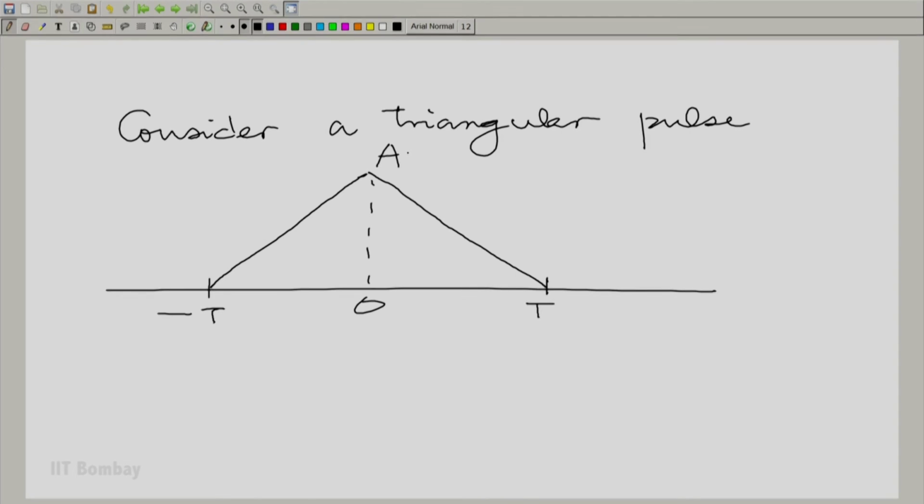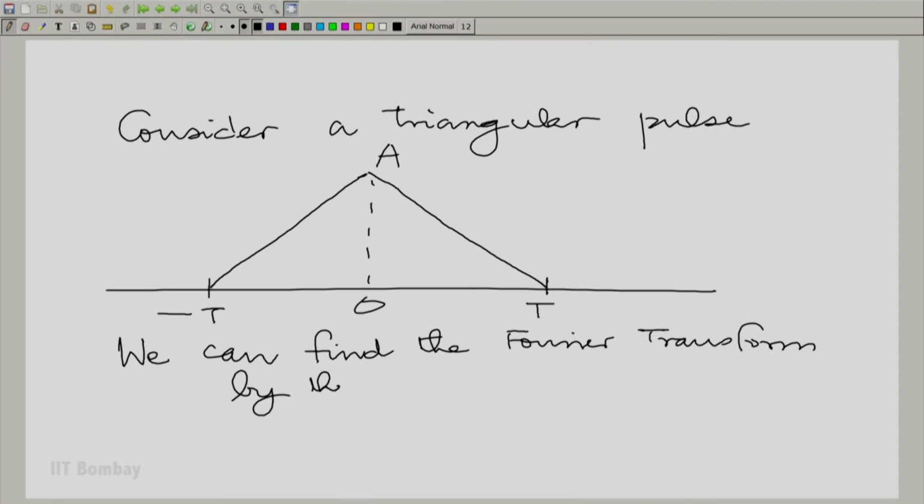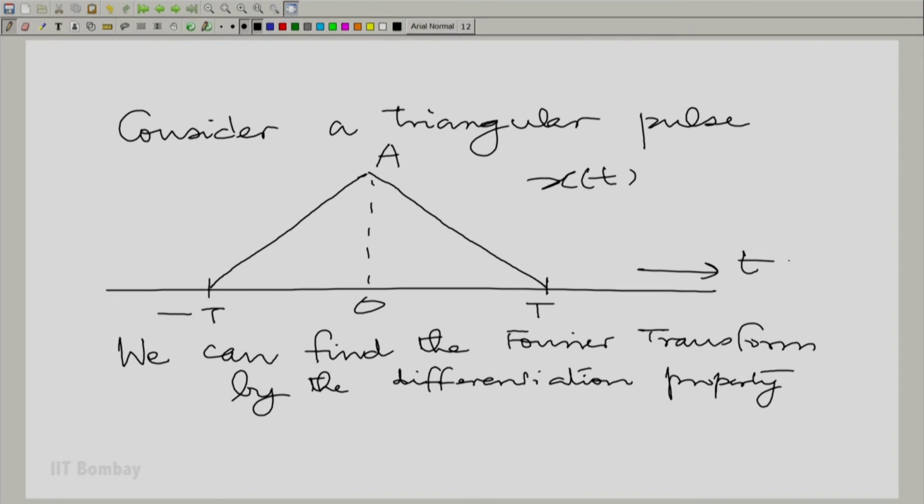Now, there are two ways in which we can find the Fourier transform. We can find the Fourier transform by the differentiation property. So, let us call this x(t) as usual and let us sketch dx(t)/dt. In fact, let me do it on the same graph, but in a different color. So, this rises from 0 to A in time T. So, its slope is A by T, that is easy to see. There is a positive slope of A by T here and a negative slope of A by T here.